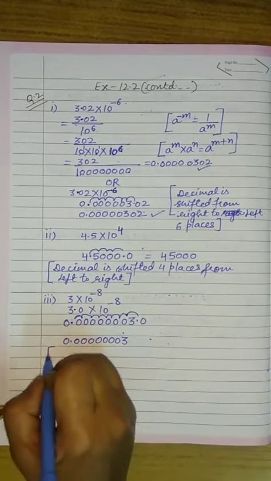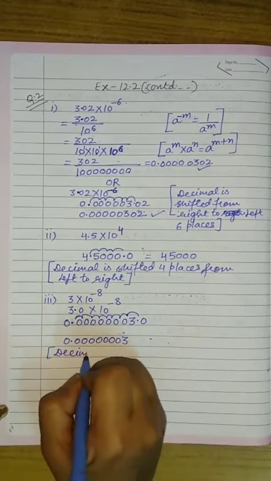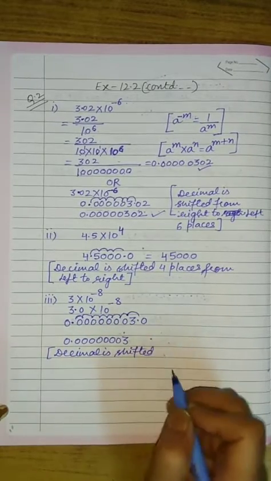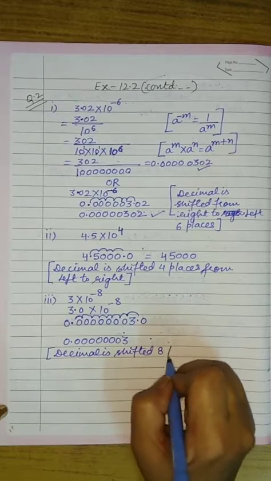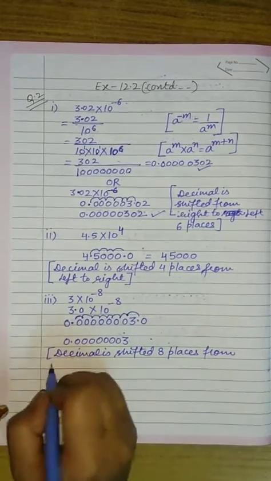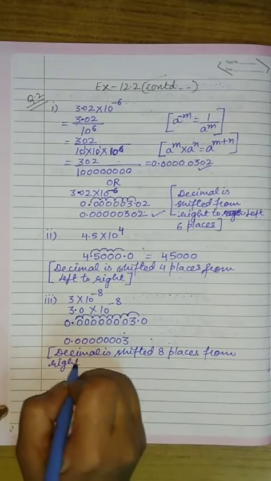Now we will write here that the decimal is shifted 8 places from right to left.